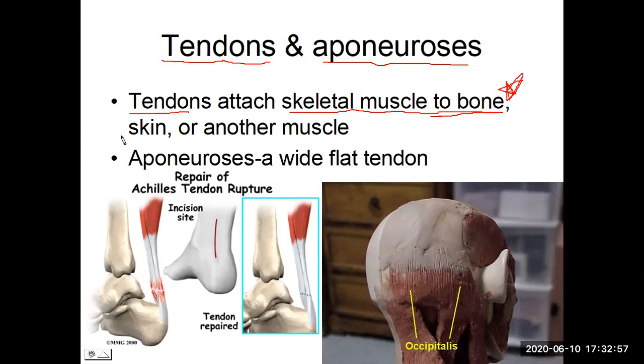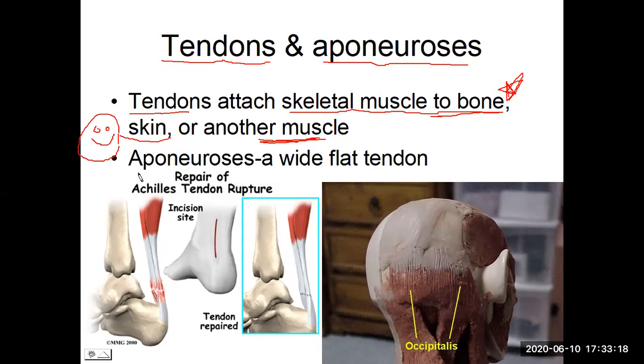However, in terms of facial expression, like if you want to smile, any type of facial expression, that's muscles pulling right on your skin. And in other cases as well, pulling directly from other muscles. And we'll see some of these examples in lab.